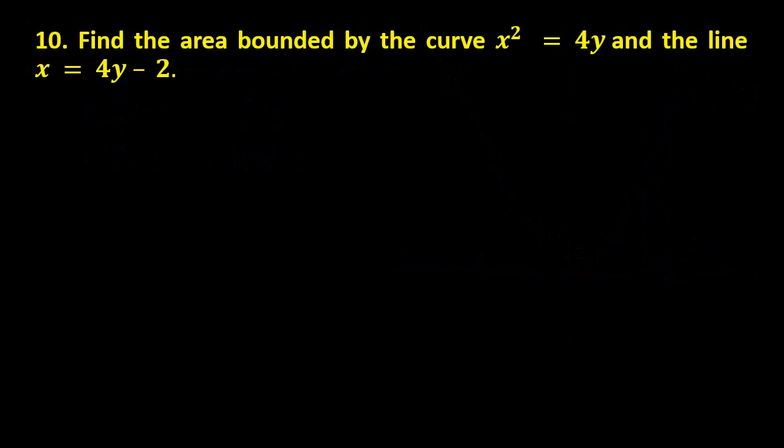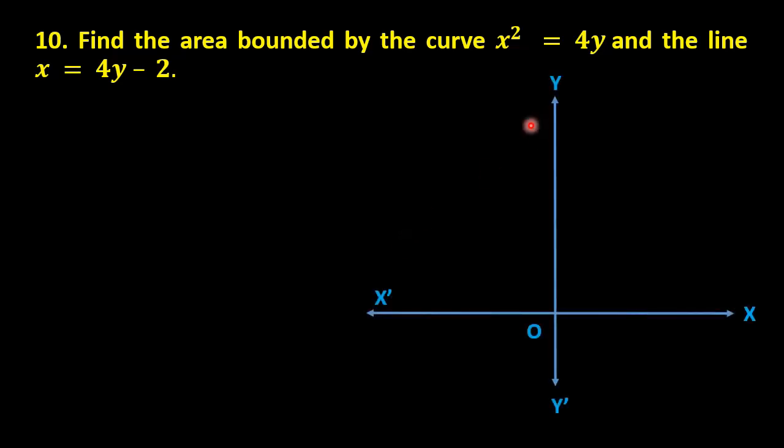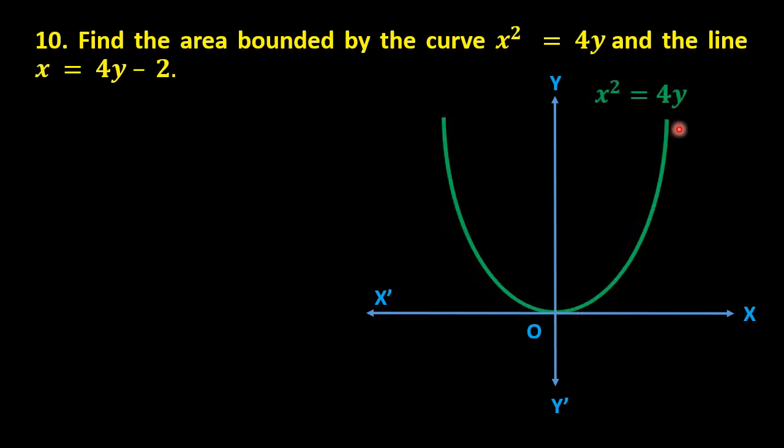Now let me give you some idea related to question number 10. The question is, find the area bounded by the curve x square equals 4y and the line x equals 4y minus 2. So as usual, we have to plot the two curves on the graph. This x square equals 4y is a parabola symmetric about the y-axis and opens upwards. So this green curve corresponds to x square equals 4y.